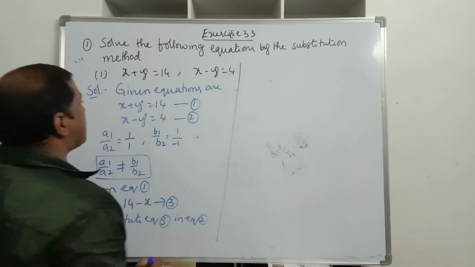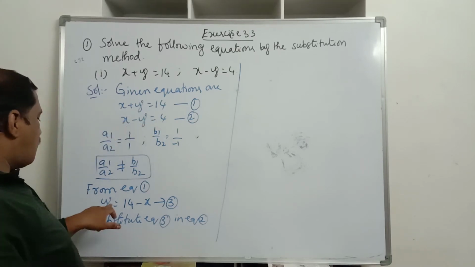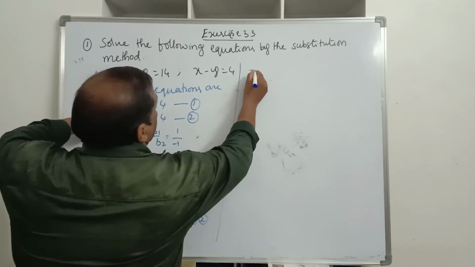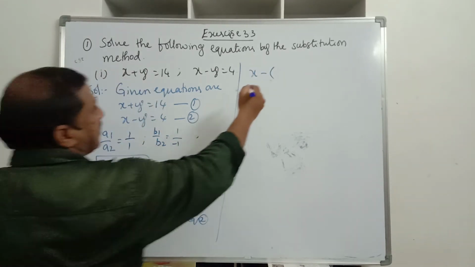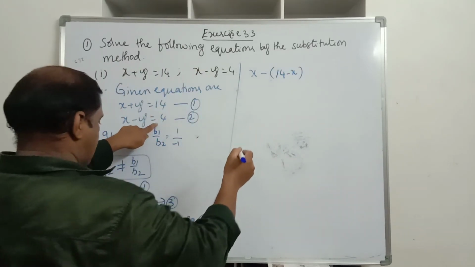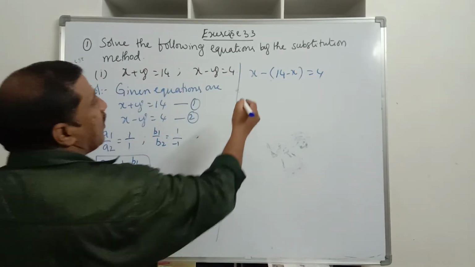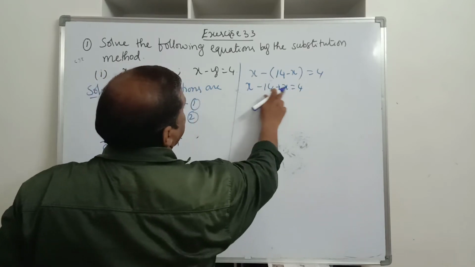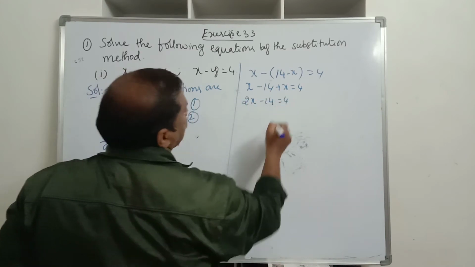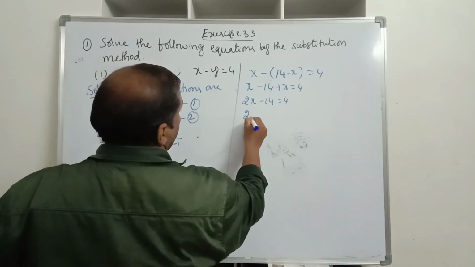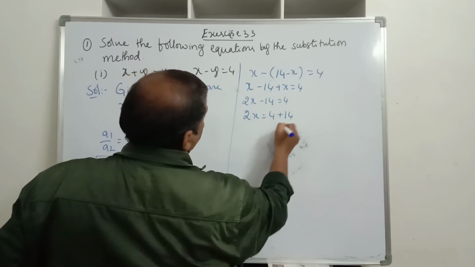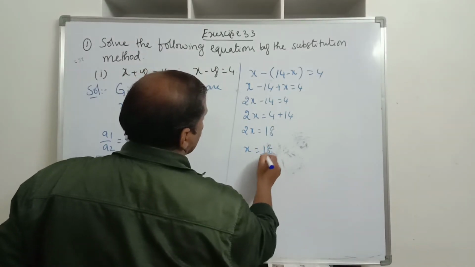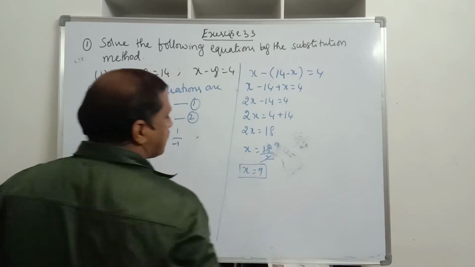So what do we get when we substitute in equation 2? Equation 2 is x minus y is equal to 4. Equation 3 is y is equal to 14 minus x. So in the place of y, you substitute 14 minus x. That is, x minus (14 minus x) is equal to 4. Now x minus into plus is minus 14, minus into minus is plus x, is equal to 4. x plus x is 2x, minus 14 is equal to 4. Now transpose minus 14 to the RHS: 2x is equal to 4 plus 14, which is 18. Now x is equal to 18 by 2; 2 ones are 2, 2 nines are 18. So x is equal to 9 is the x value.